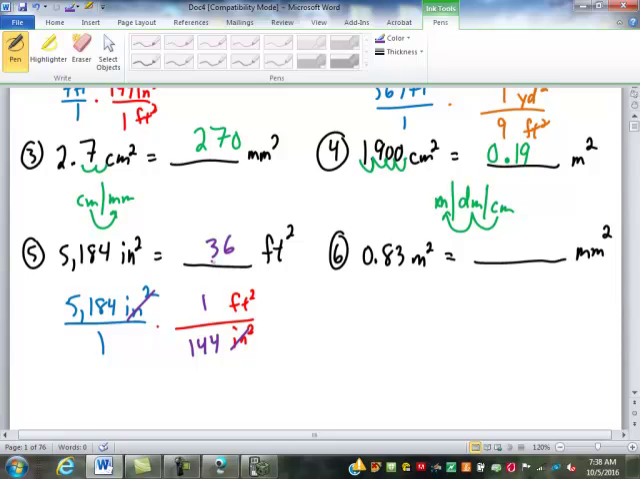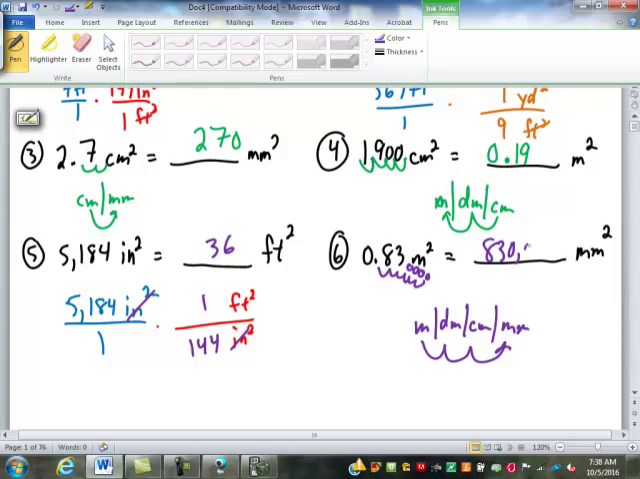And finally, 0.83 meters squared into millimeters squared. You get from meters to millimeters. It is 3 spots to the right on the chart, so the decimal point has to go 6. Have to add zeros. 830,000 millimeters squared.